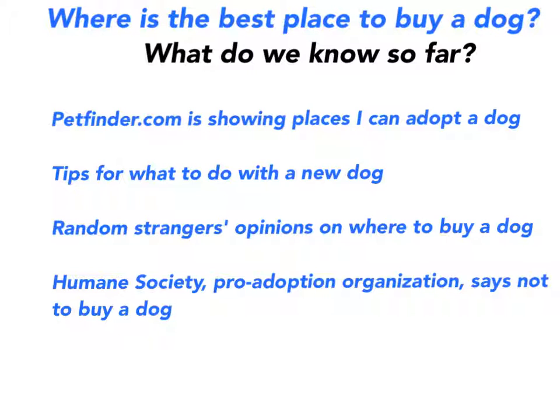So, for the question, where is the best place to buy a dog, I ask myself, what do we know so far? Well, I went to petfinder.com. That's showing places I can adopt a dog. They also have some articles, some tips of what to do with a new dog. When I was on Yahoo Answers, I saw some random strangers' opinions on where to buy a dog or not to buy a dog. And then I went to the Humane Society, which is a pro-adoption organization, and it says not to buy a dog. So I am actually finding some good information here.